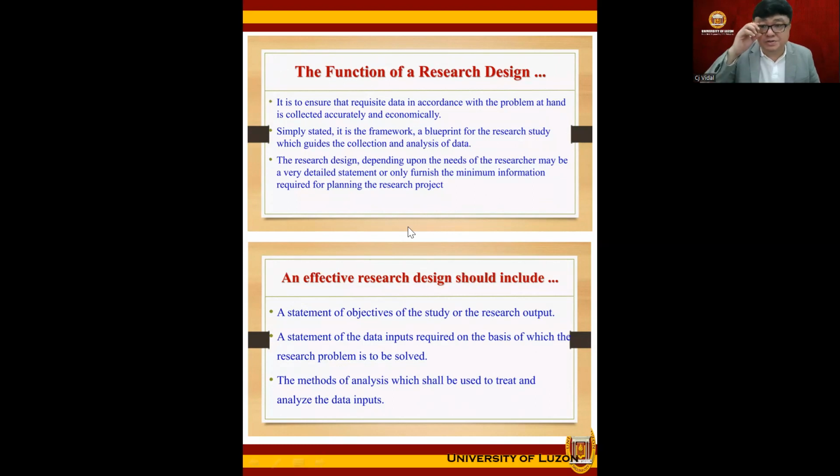Now we talk about the function. What's the use of research design? Number one, it ensures that requisite data in accordance with the problem at hand is collected accurately and economically. So the second time we talk about economical and, on the other hand, accurate. It basically aids in ensuring accurate and economical conduct of research, particularly insofar as data collection and the analysis and interpretation of which is concerned.